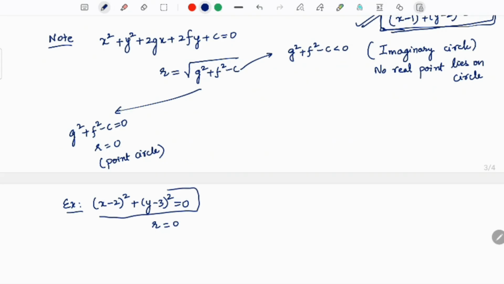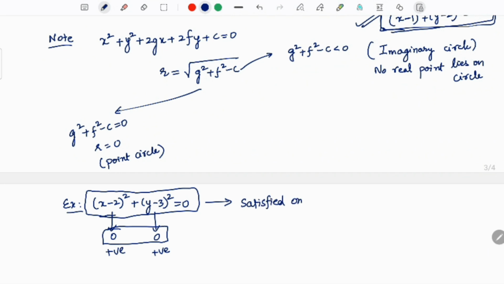How many points satisfy this equation? Only one point satisfies. What is that point? You have to put x value 2 and y value 3. Only then this would be satisfied. If you put any other value, this equation will not work, because anything when you square, it will be either 0 or positive. Their addition will be 0 only when both the terms are individually 0. So this is satisfied only by x equal to 2 and y equal to 3. That means this equation is satisfied by only one point, 2 comma 3.